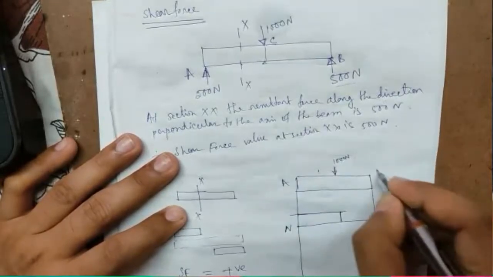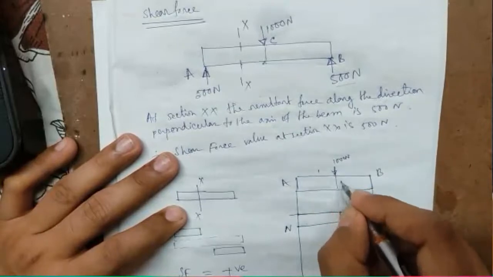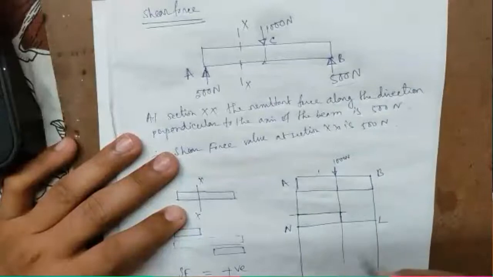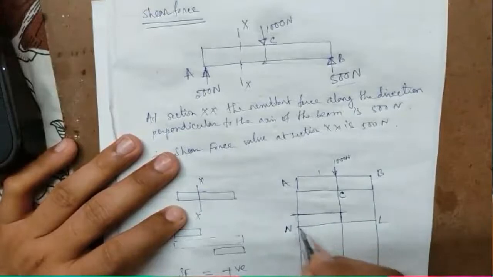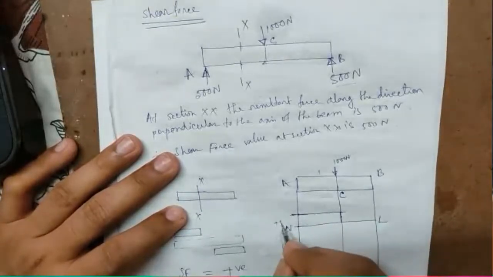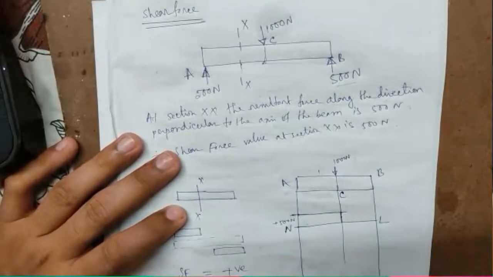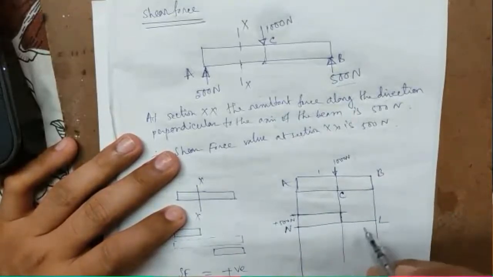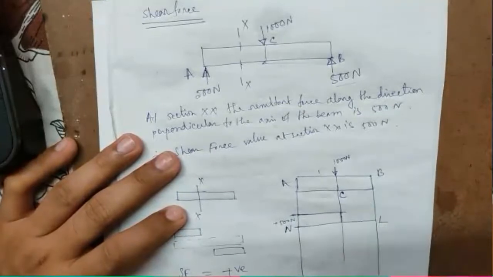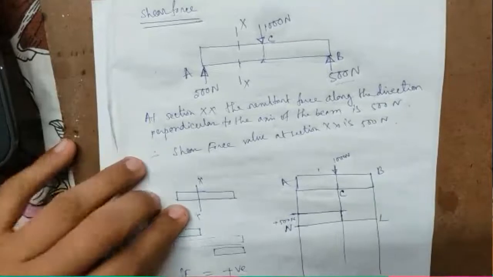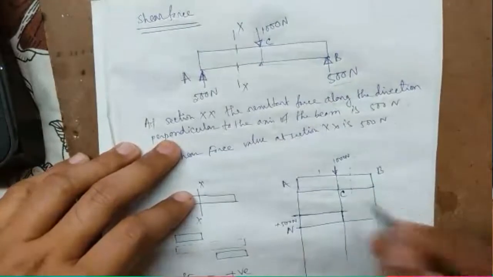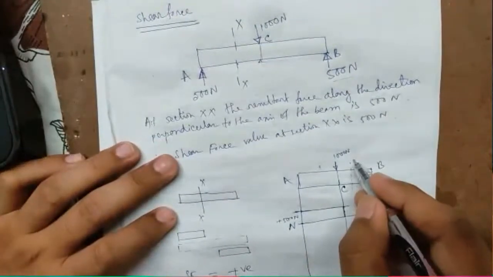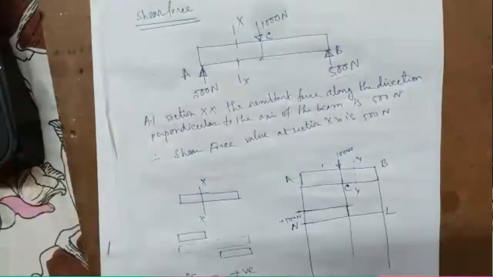So this is A, this is B, and this is C point. Okay, now here this much will be plus 500 Newton, and if you take a section between C and B, just try to imagine you are taking a section between B and C. We'll call it section YY. Section YY is taken between B and C, at any point between B and C.